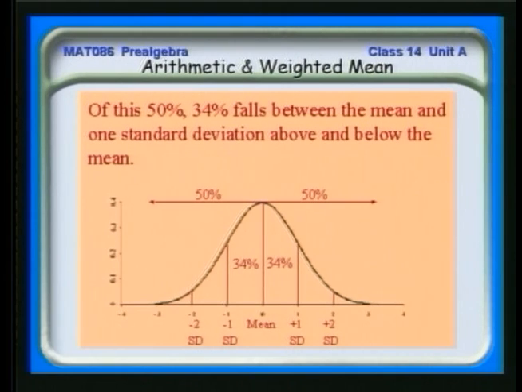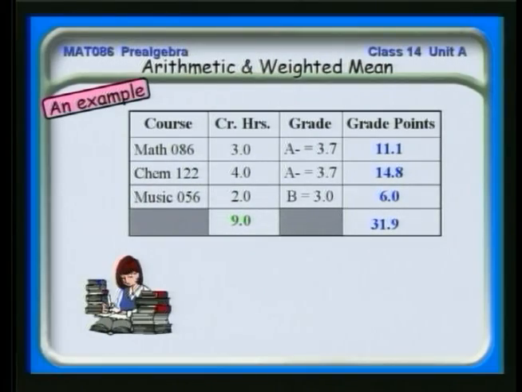And off to the right would be the high grades, off to the left would be the lower grades of the center. I'm just bringing this up. I'm not going to ask you to do any calculations based on it. I just thought it would be interesting to show you. Now let's look at the idea of a weighted mean and deal with grade point averages.